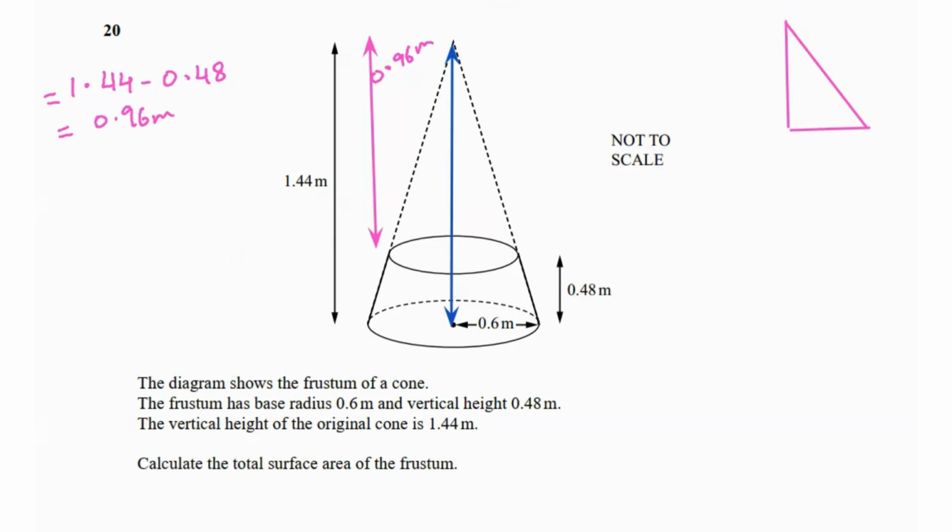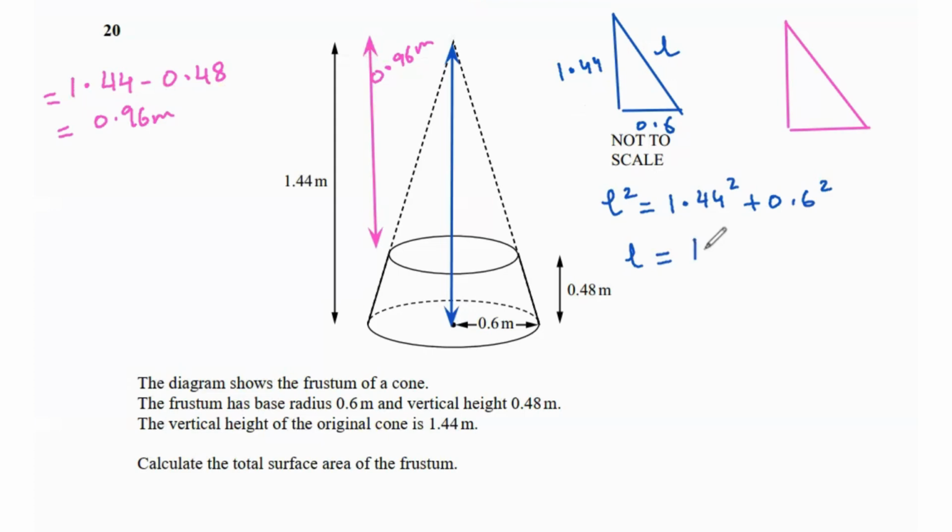and then for the original cone, let's do the original cone first. So we have 1.44. We have 0.6 over here. We need to find the slant length. So that's going to be L squared equals 1.44 squared plus 0.6 squared. That's going to give us 1.56 meters for the slant length of the original cone.